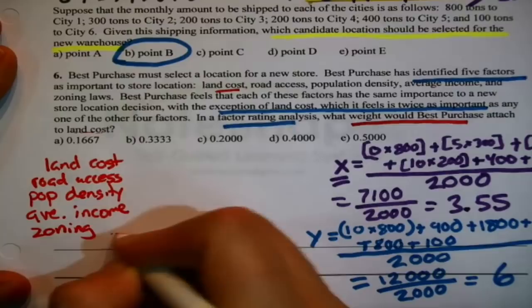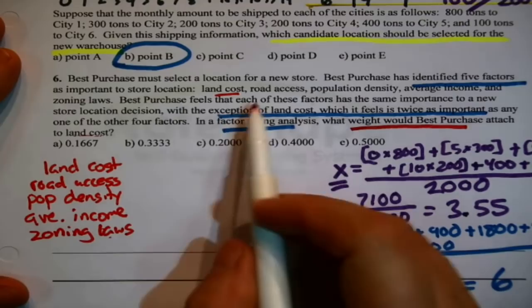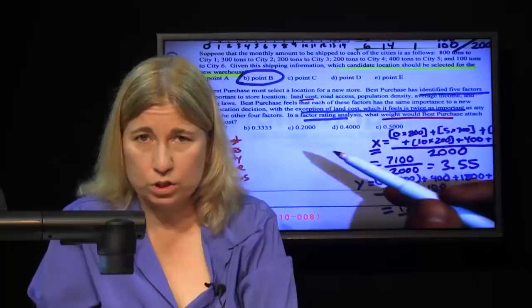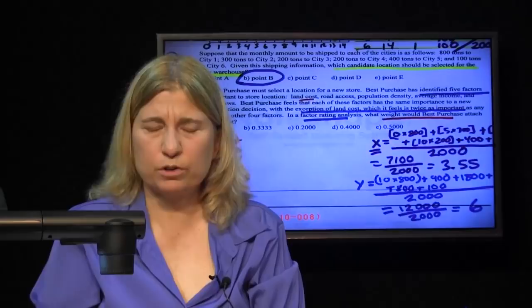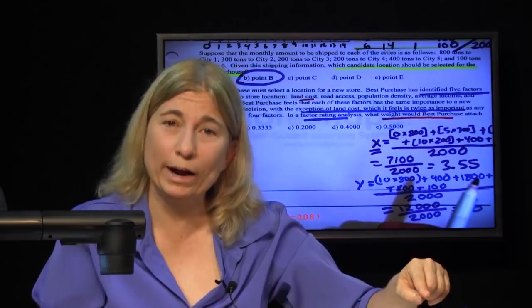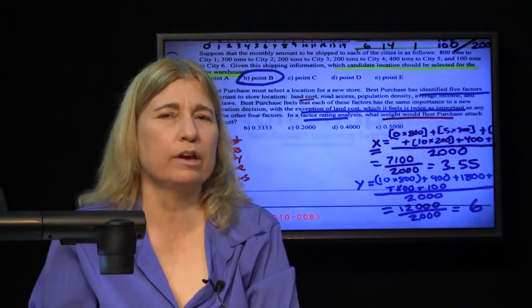Now, we want a weighting scheme that adds up to one. Now remember that, because that's the convention, right? And it's the most intuitive and reliable way to do it. We want weights for these that add up to one. We want the weights to reflect the fact that Best Purchase thinks of all of these things as being basically the same amount of importance, meaning they would have the same weight except for land cost. And land cost is twice as important as any one of the other ones.